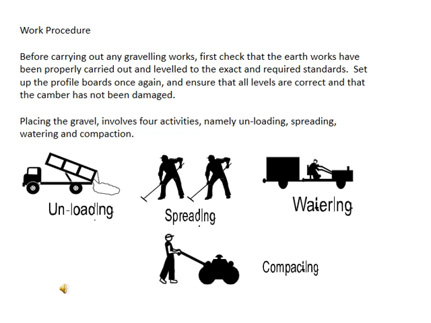Also see the work procedure. Before carrying out the graveling work, first check the hauling, probably the setting out and the levels, to the access and the required standard. Set the profile boards once again, ensure that all levels are correct and that the camber has not been damaged. And placing the gravel involves four activities, namely unloading, spreading, watering, and compaction. In the diagram, you can see the unloading, spreading, watering, and compaction. So all the work and functions we will do are indicated in the pictures.